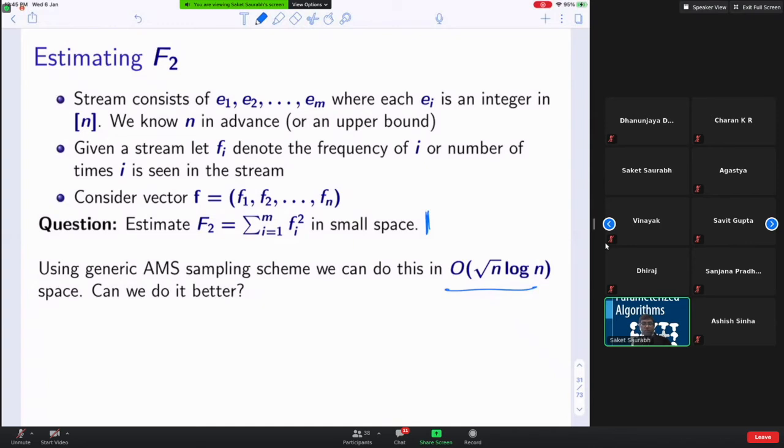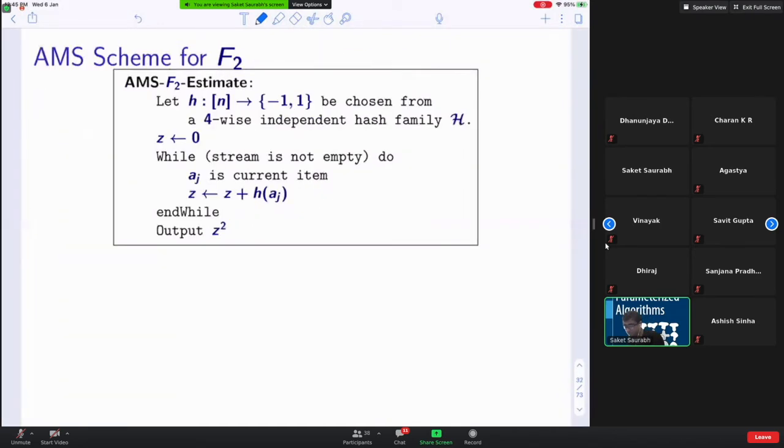Okay. So let's do F2 estimation. Basically, up until now, most of the applications in computer science, you will see 2-wise independent, 3-wise independent. But here it is a 4-wise independent application. So you choose a function from n to -1, 1 from a 4-wise independent hash family H.